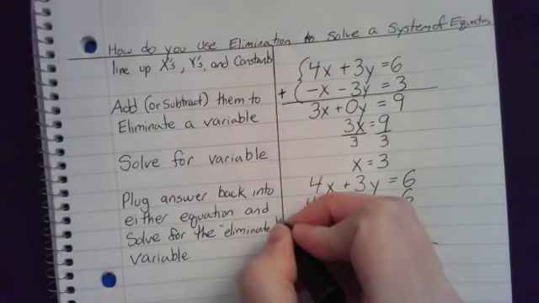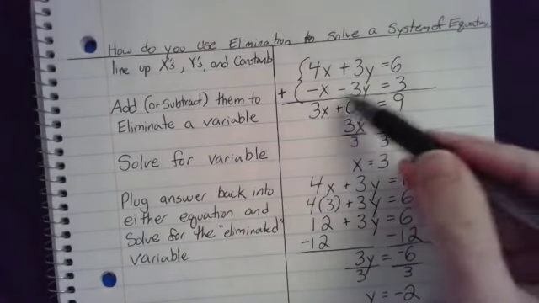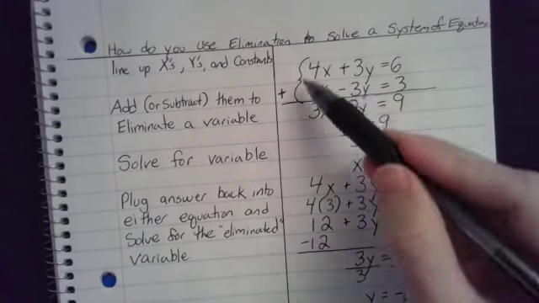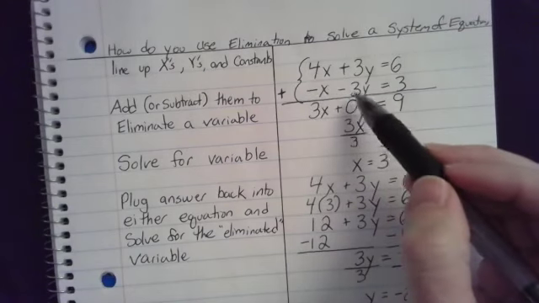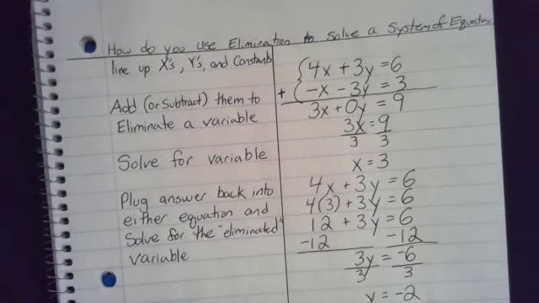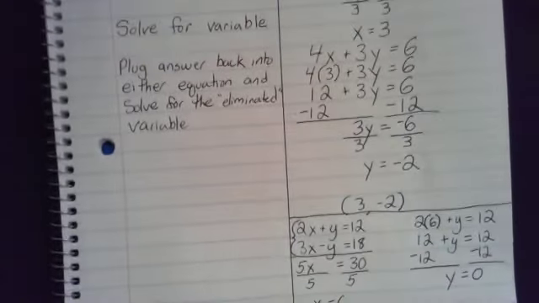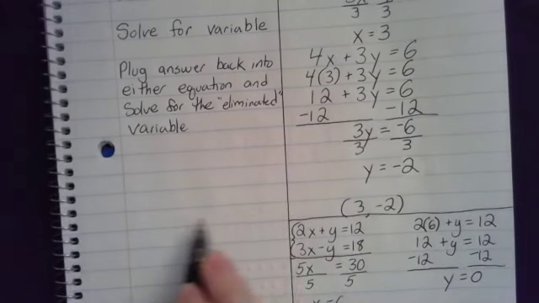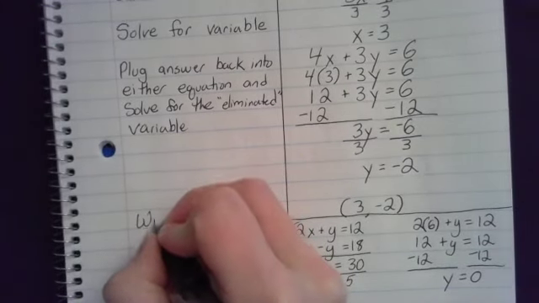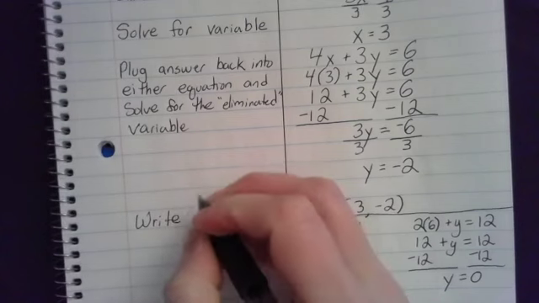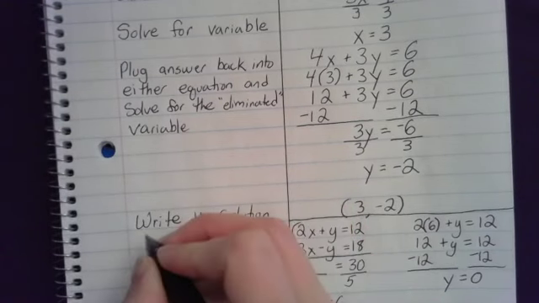I'm going to put eliminated variable because remember we eliminated it up here, but it's still in the original equation. Then, once you have that solved, don't forget to write the solution as an ordered pair.